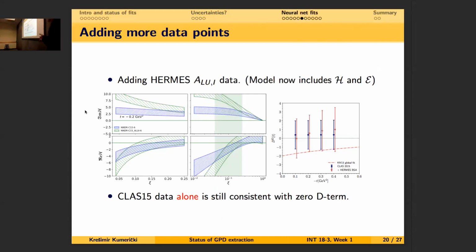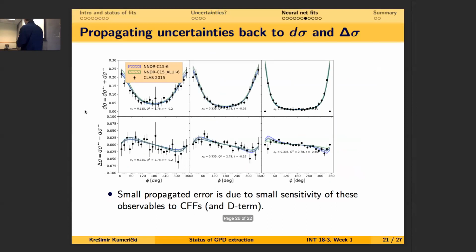So my claim at this point is that if you take just the CLAS 15 data alone, it is still consistent with zero D term, right? And for example, this is the result of the fit plotted back on the data points, so you can see the error in the fits.